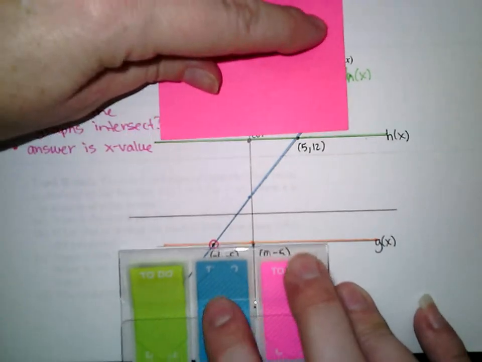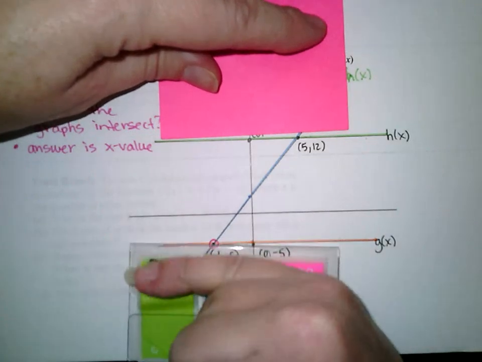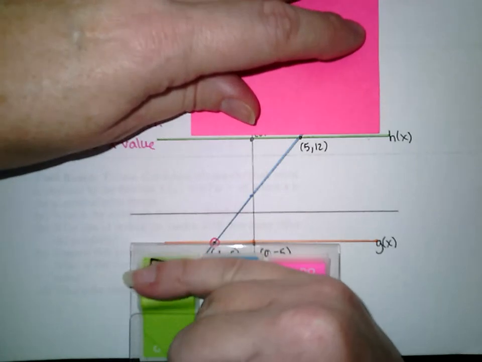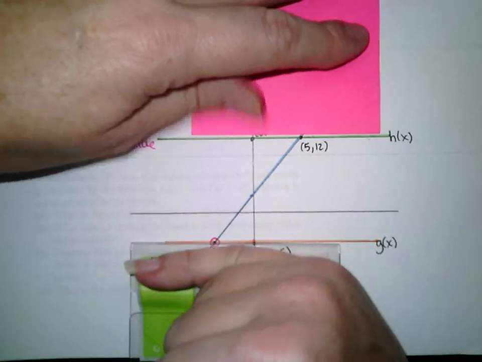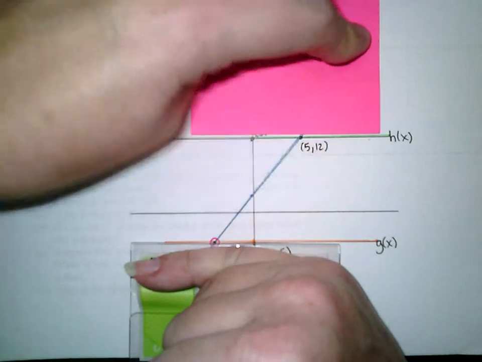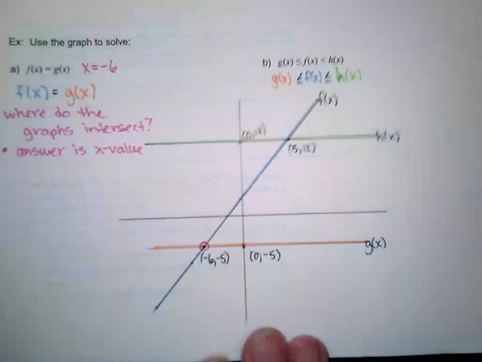So I'm going to cover up everything that's below the orange and above the green, because I'm looking for where it's between them. So then I'm looking for in between these two ordered pairs here. But remember that our answer is going to be our x values.